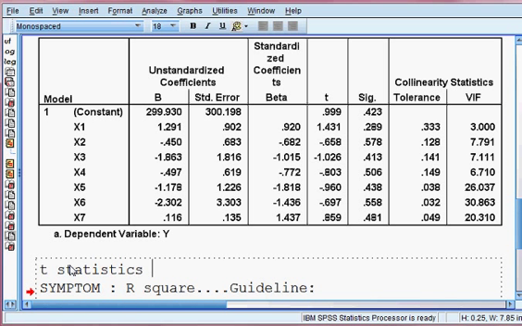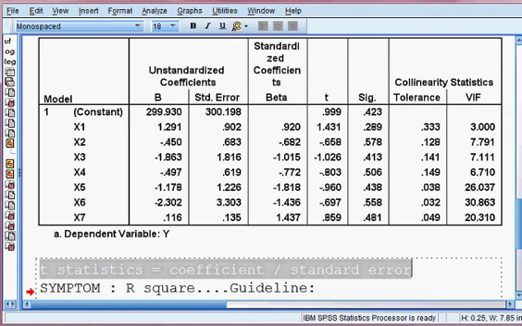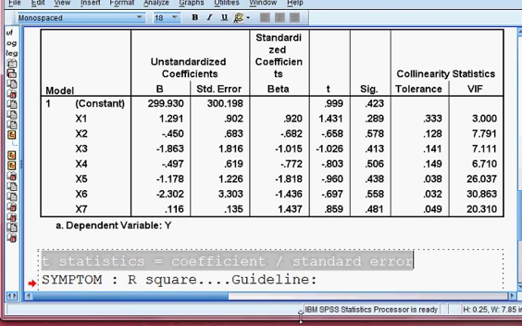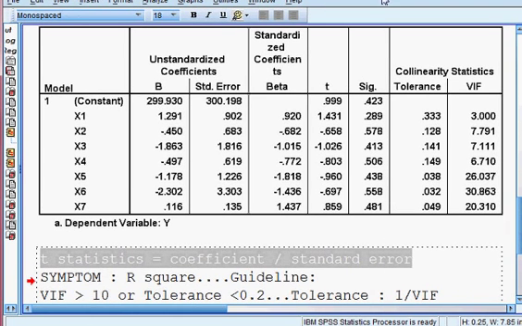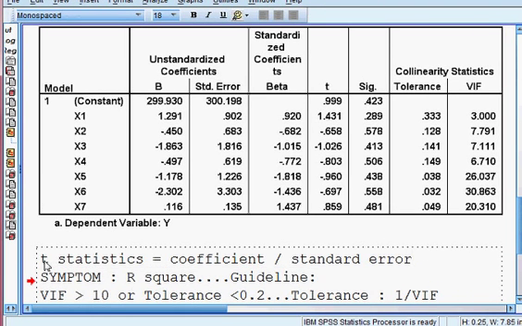T statistics means the estimated coefficient divided by the standard error. That is the formula to estimate T statistics all the time. Okay, and here you can see what is happening. So what is this T statistics? This one, right?